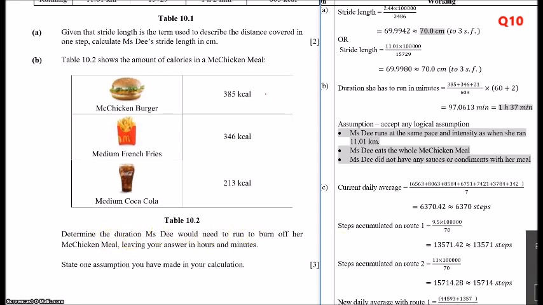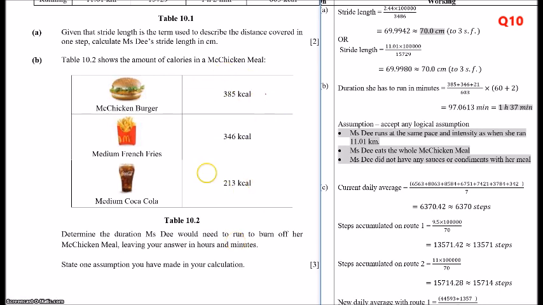Now the next part of the question, we're supposed to determine the duration this person needs to run to burn off her McChicken meal. So this is the McChicken meal. Got three things: the burger, the fries, the Coke. And then again, you must take note is run. How much you must run.